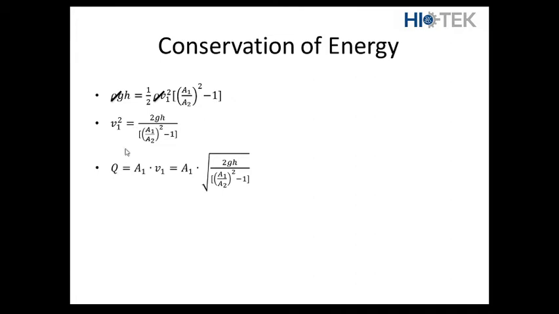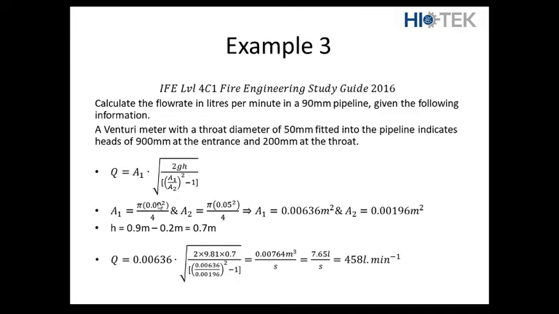Going back to the example, we use this formula, Q equals A1 times that mess, unfortunately. We know that A1 is the area of the larger pipe, 90 millimeter they said here, and if we multiply that out, and the same for the smaller A2, we get these areas. We know that h is the difference between 900 and 200 millimeters. You plug in all these values and you get 7.65 liters per second, and if you multiply that by 60, you'll get 458 liters per minute, which is the flow rate.